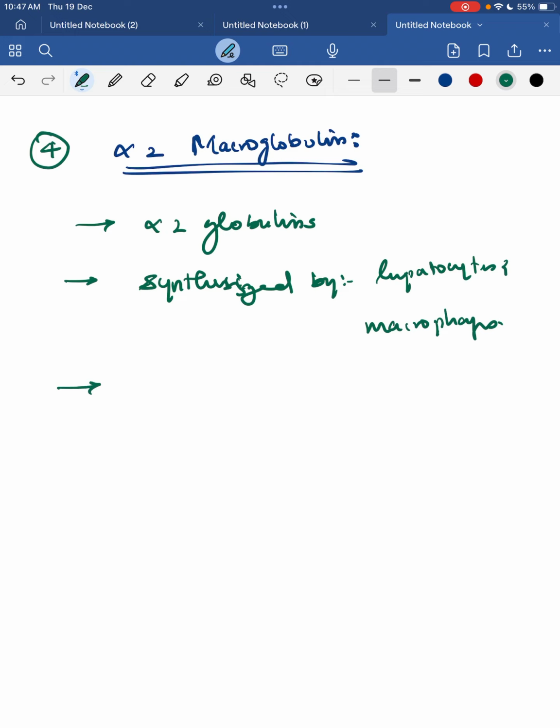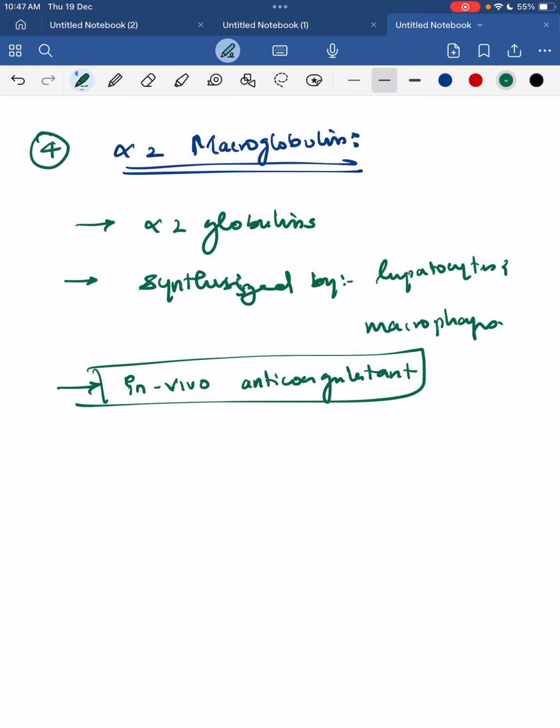Well, all other proteins are lost in urine during your nephrotic syndrome. Only your alpha-2 macroglobulin level will be increased in your nephrotic syndrome. Right? Yes. Next.